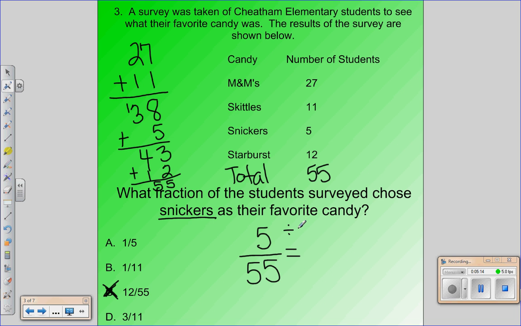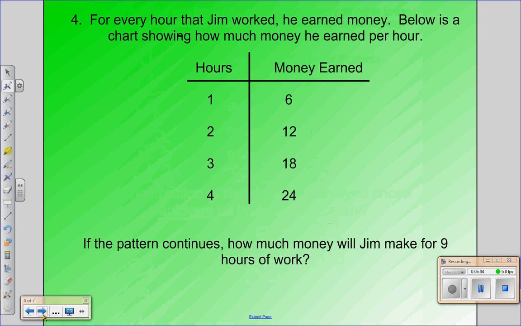We can divide both 5 and 55 by 5. 5 divided by 5 is 1. 55 divided by 5 is going to be 11. So your final answer, your 5th grade answer, is going to be 1/11. Simplify, simplify, simplify. All right, example number 4.